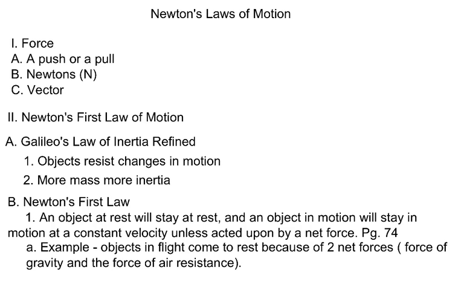For example, objects in flight on Earth eventually come to rest because of two different net forces acting on them. One is the force of gravity, and the other is the force of air resistance. And it is because of these two net forces that objects will come to rest. If these two forces were not in existence, then an object in flight will just continue on in a constant velocity.